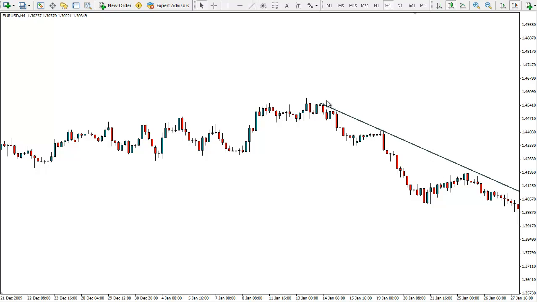Now what we've got here is 1 touch, 2 touches. So the next time that the market comes down, then pulls back to that trend line, we're going to be expecting it to reverse at that particular level.